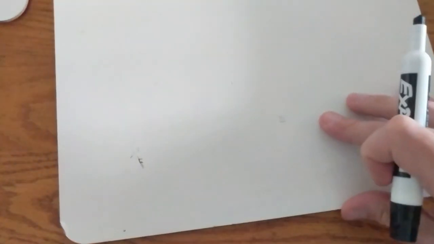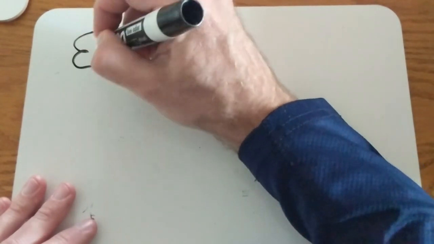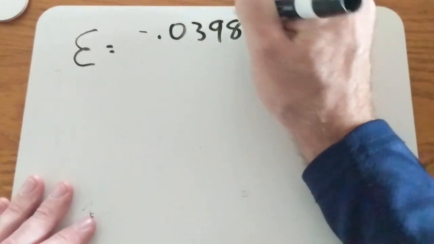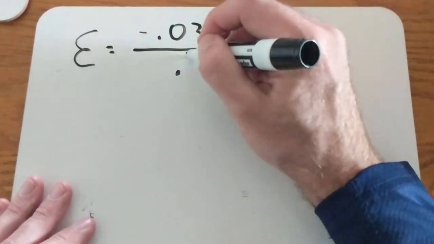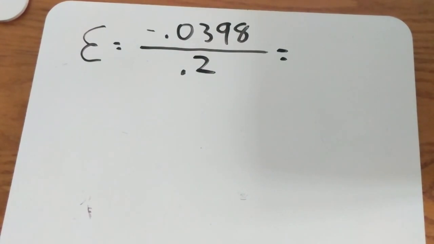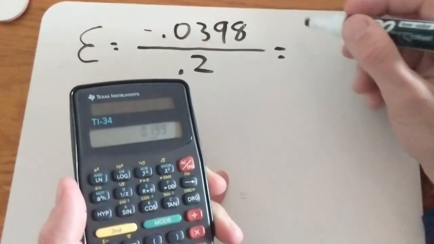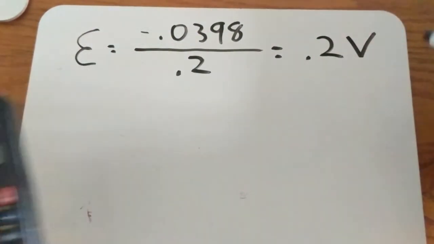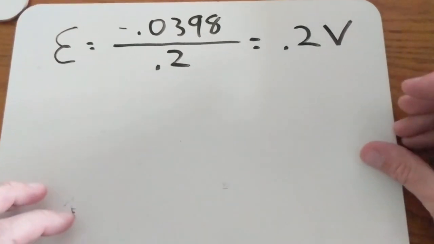So now let's plug that back into our EMF equation. We have EMF is equal to our change in magnetic flux, which is negative 0.0398, and that happens over 0.2 seconds. So how much voltage is this thing creating? We have 0.0398 divided by 0.2, and we get about, it's 0.199, but let's just round it to 0.2. That's a nice easy number. 0.2 volts.